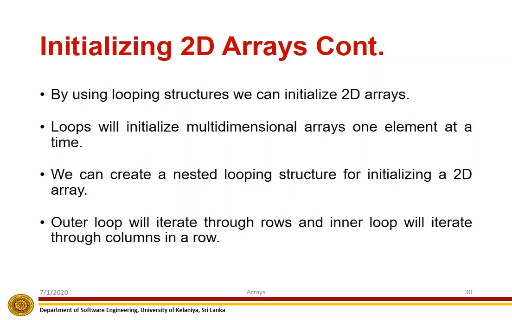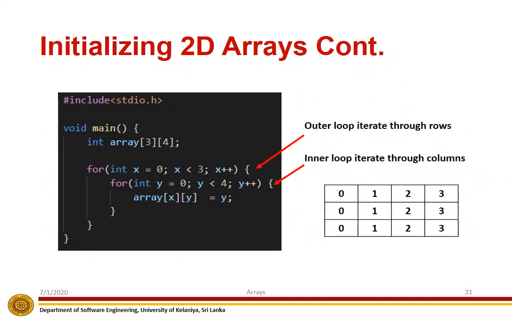By using looping structures, we can initialize 2D arrays. Loops will initialize multidimensional arrays one element at a time, like the one-dimensional arrays. We can create a nested looping structure for initializing a 2D array. Outer loop will iterate through rows and inner loop will iterate through columns in a row. So this is an example for that.